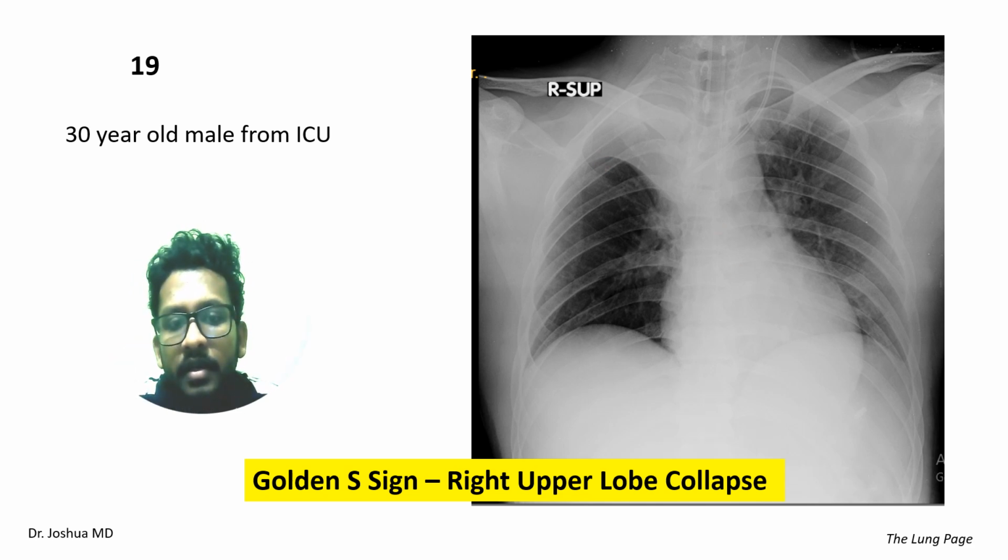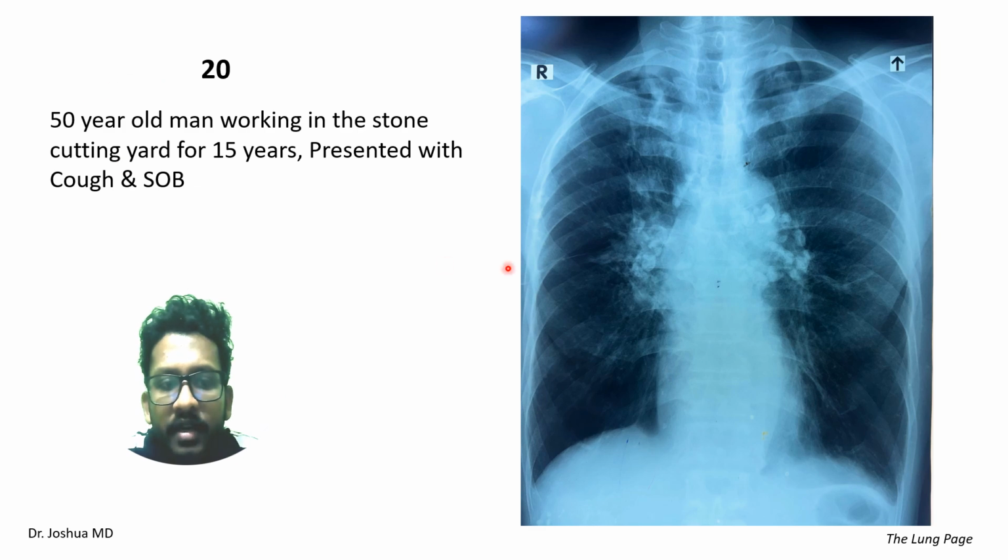Okay. So another last case, very interesting case. 50-year-old male working in the stone cutting yard for 15 years duration, presented with cough and shortness of breath. So what is this chest X-ray? When you see this chest X-ray, obviously there's a lesion in the mediastinum. You can see there are calcified lymph nodes in the mediastinum. Also, you can see some fibrotic changes in the upper lobe with elongated hyperinflated lung. So what is your diagnosis?